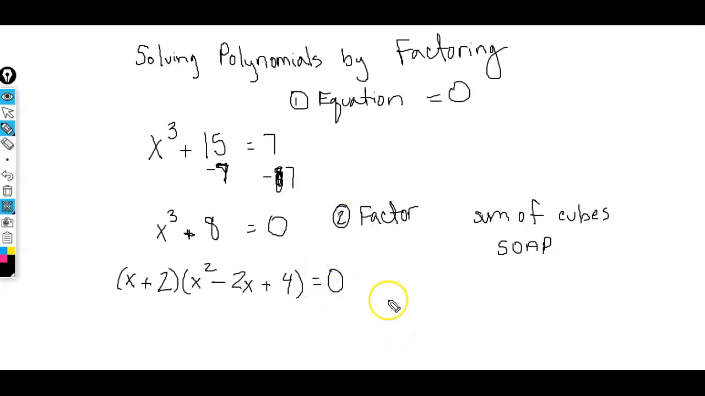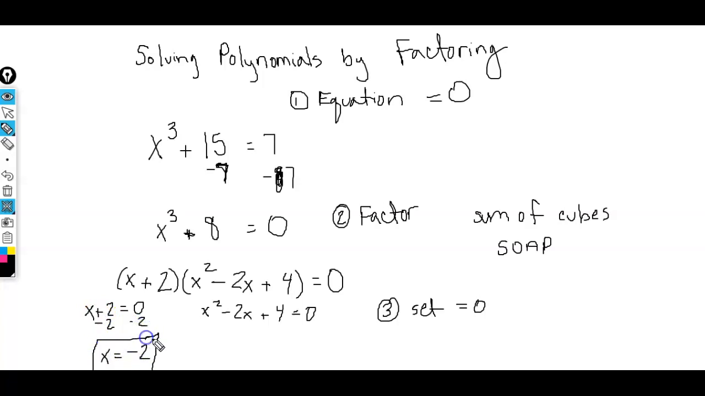And then, as always, when solving by factoring, we set each factor equal to 0 and solve for x. So I'm going to get x plus 2 equals 0, and I'm going to get x squared minus 2x plus 4 is equal to 0. When I subtract 2 from both sides, I get x is equal to negative 2. So there is one solution. And this is a quadratic. When we were factoring these, we did discuss that with a sum and difference of cubes, we always get a linear factor and a quadratic factor.